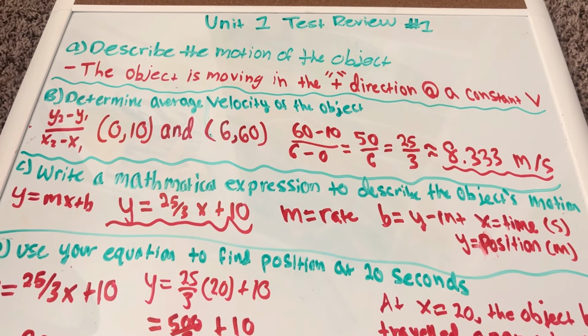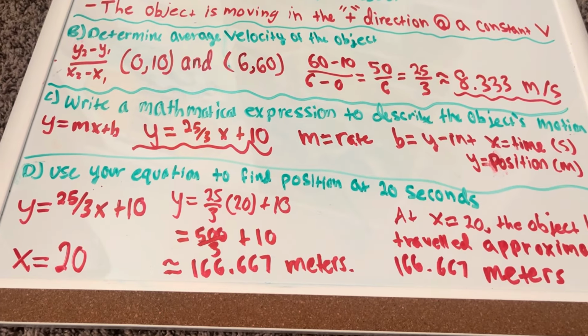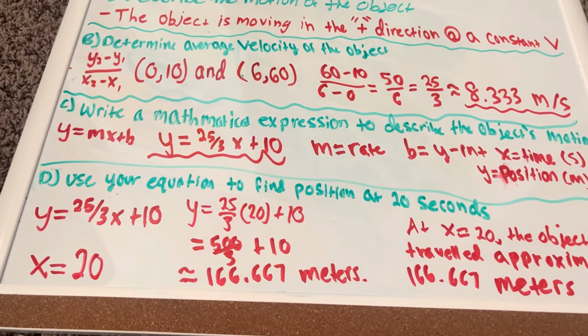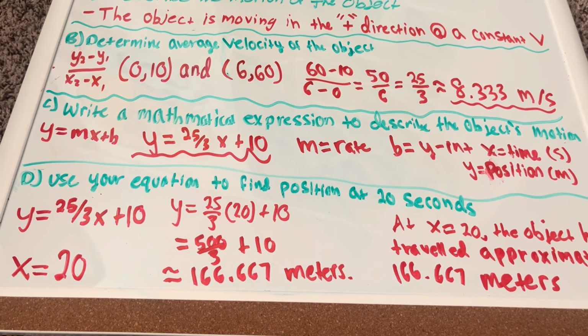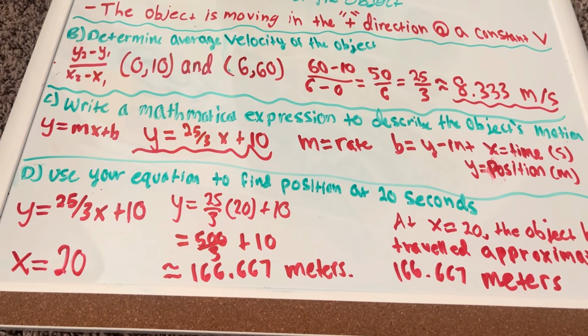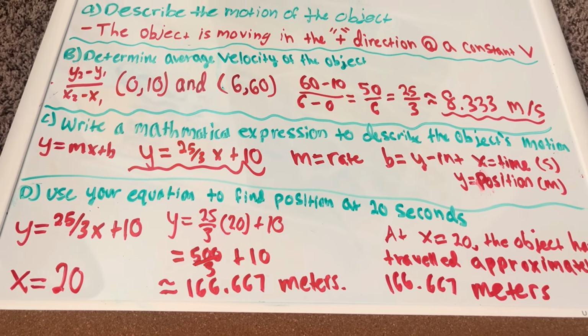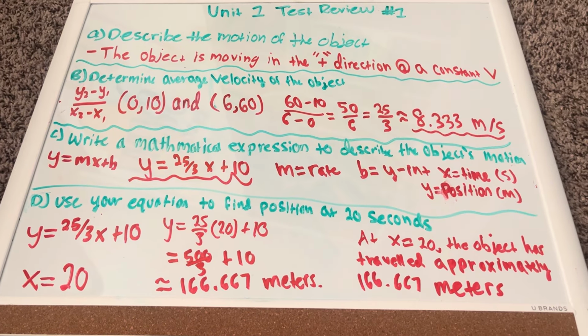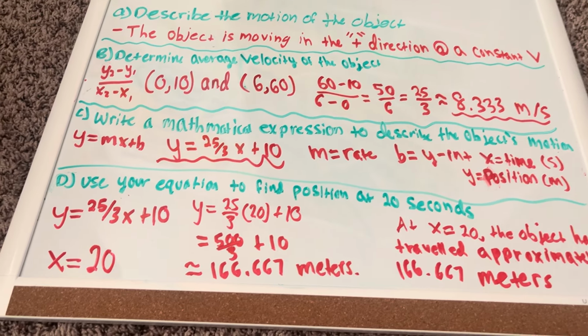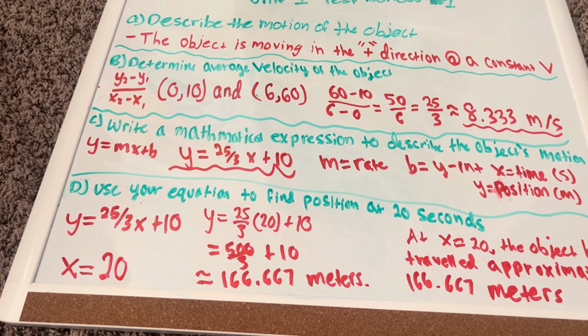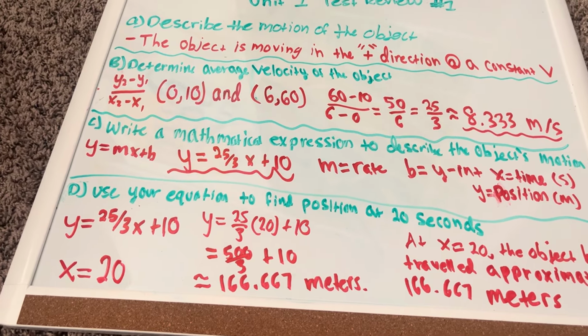So now it's asking us to apply the equation we just found. So use your equation to find the position at 20 seconds. So 20 seconds is basically time in seconds. So the thing that correlates to time is the x in this equation. So instead of just having the x as a variable, we now state that x equals 20, and we plug it into the equation.